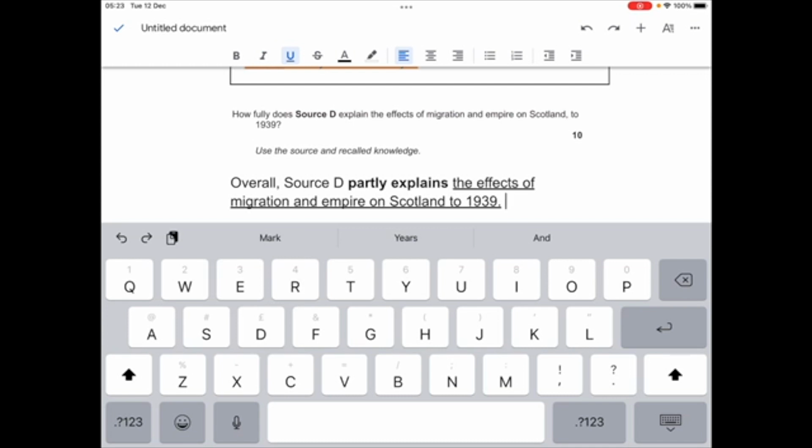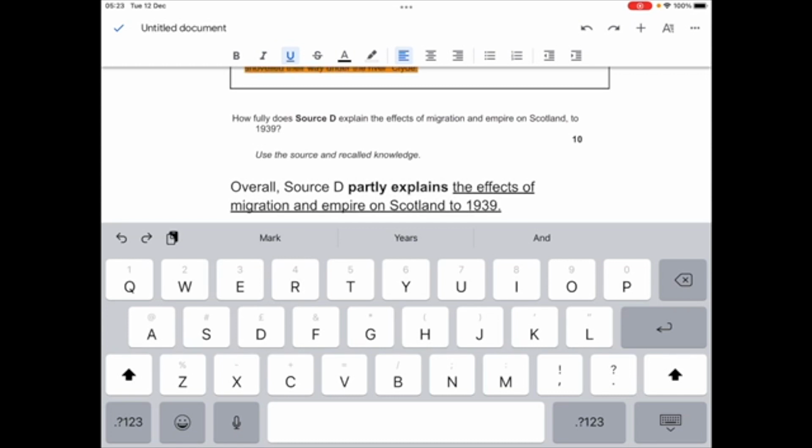So it's really important that you write that phrase for every how fully explained that you do to indicate to the marker that you are aware that the source does not fully illustrate, it doesn't tell you everything. That's the whole point of a how fully explain. You need to identify things in the source that answer the question, and then of course you want to look at things it doesn't include, which will come from your own knowledge.